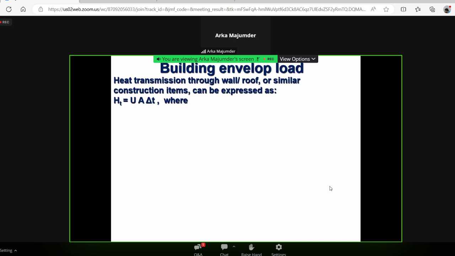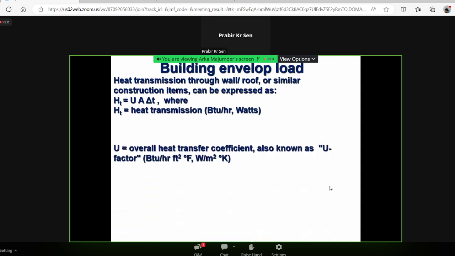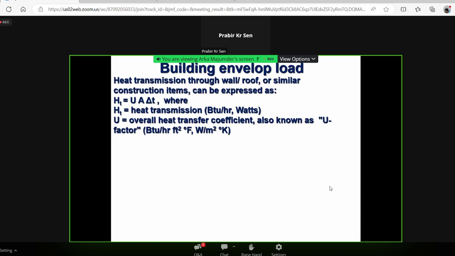Yes, sir. Please. Heat transmission through wall and roof or similar construction items can be expressed as HT equal to UA delta T, where HT is the heat transmission. It can mean BTU per hour or watts. Next. U is the overall heat transfer coefficient. We also call it U factor, which has an unit of BTU per hour per feet square per degree Fahrenheit or watt per meter square degree Kelvin.